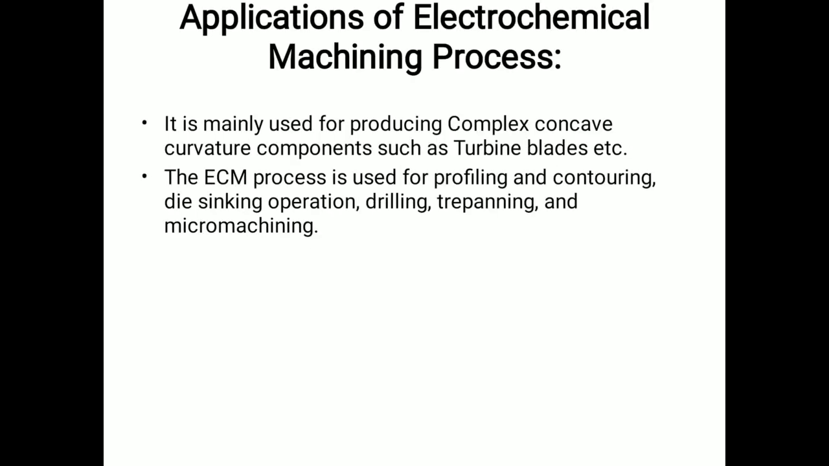Applications of electrochemical machining process. It is mainly used for producing complex concave curvature components such as turbine blades, etc. The electrochemical process is used for profiling and contouring, die sinking operation, drilling, trepanning, and micromachining.